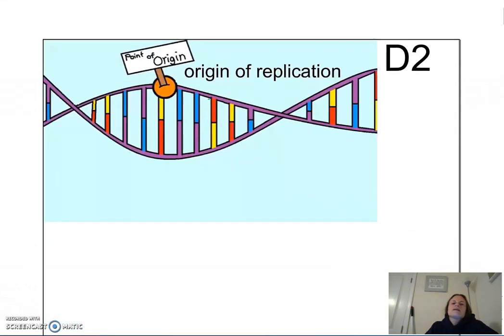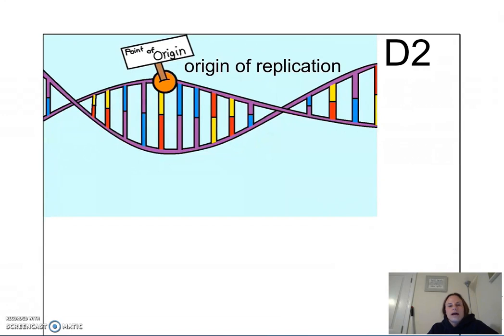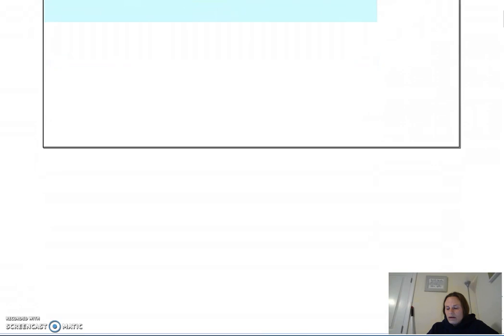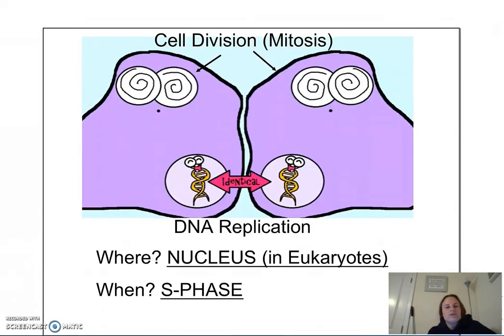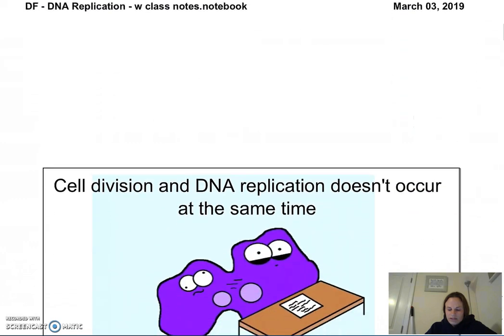Now, where exactly does this replication occur? It happens at something called the origin of replication, but where in the cell does DNA replication occur? It occurs in the nucleus when we're talking about eukaryotes, and it actually happens during the S phase of interphase.